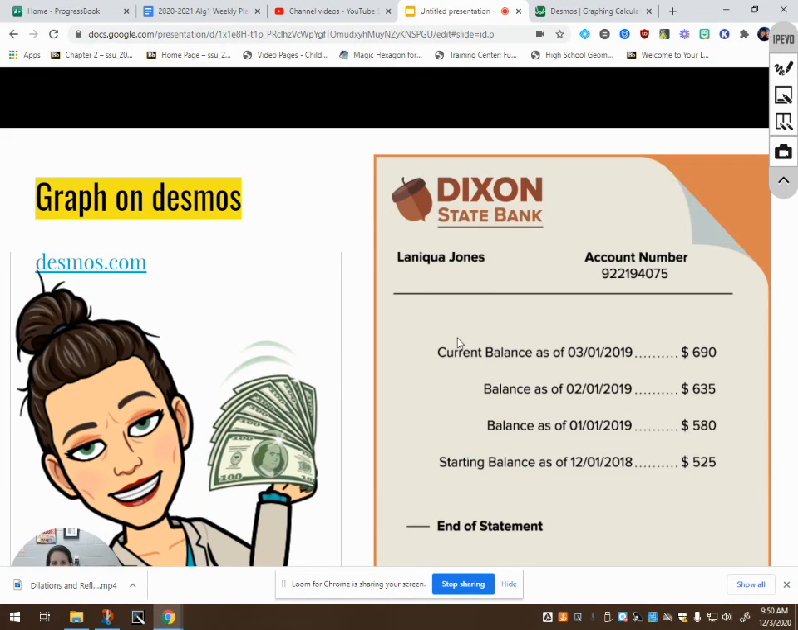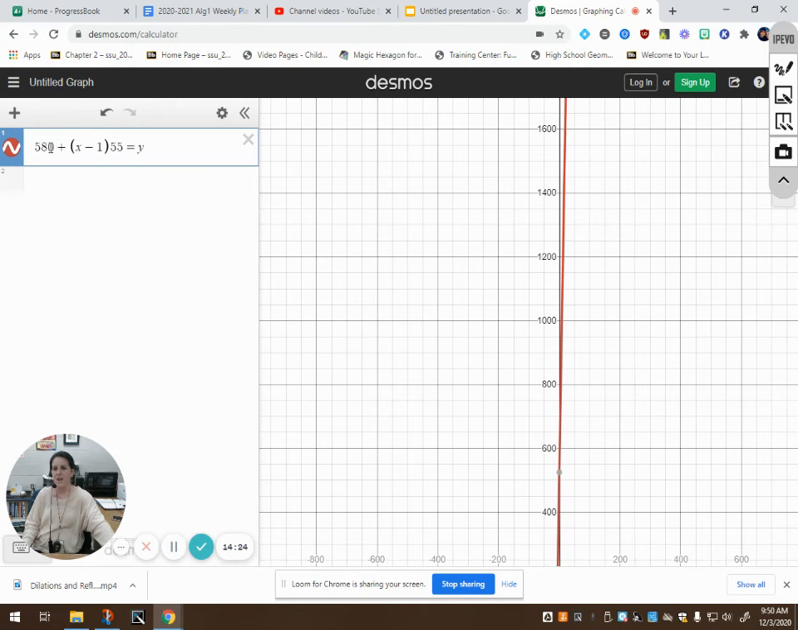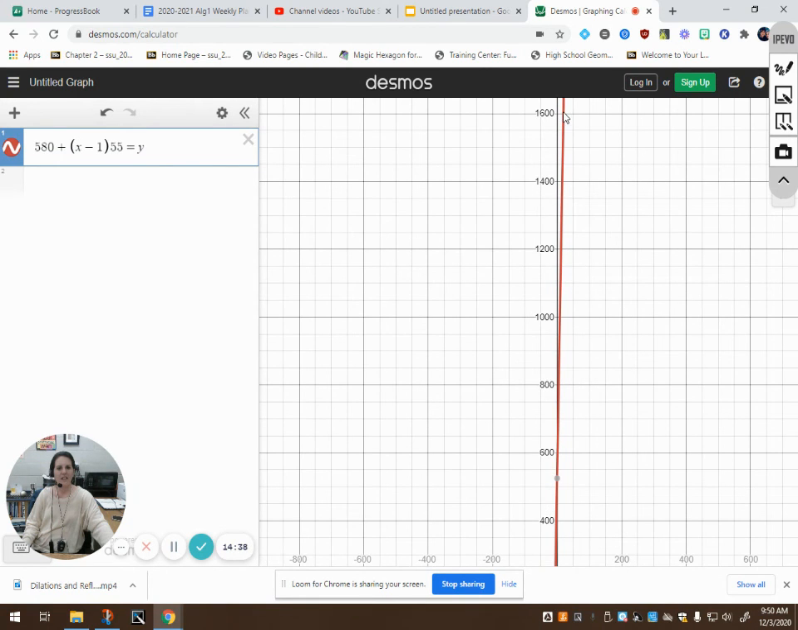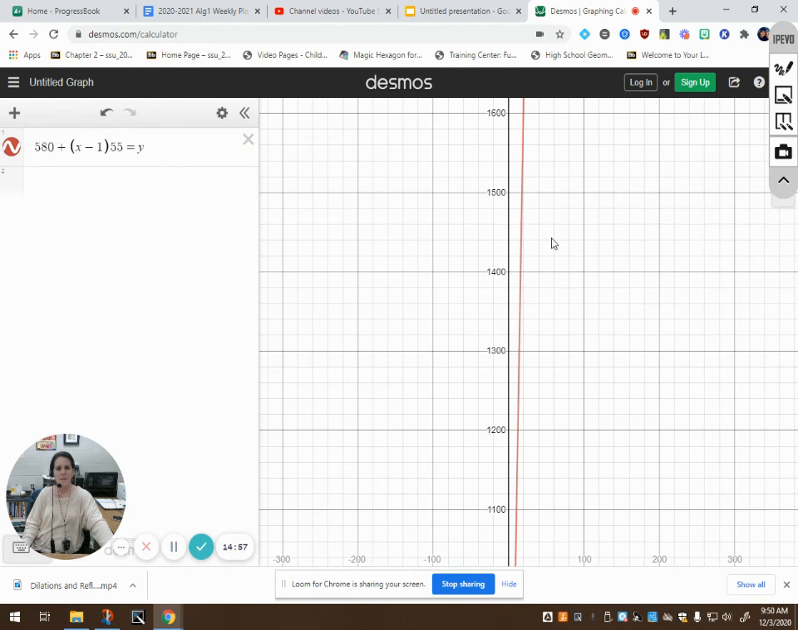All right, so now let's look at a graph to see how this comes out. I've already put the graph on Desmos. We had $580 plus x minus 1 times 55. So we can see that our initial amount that she began her savings account with was $525. We want her to have at least $1,600. Somewhere between 19 and 20 months, right? She's going to have to save for 20 months in order to have $1,600 to go on her trip.